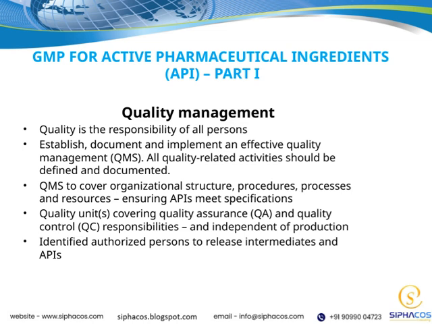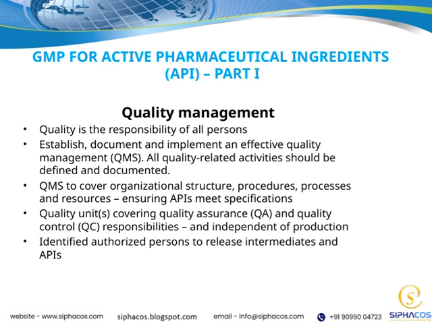The QMS needs to cover the organizational structure, procedures, processes, and resources, all critical to making sure our APIs meet the required specifications. We also need dedicated quality units, which handle quality assurance and quality control. These units must operate independently from production to maintain objectivity and integrity.